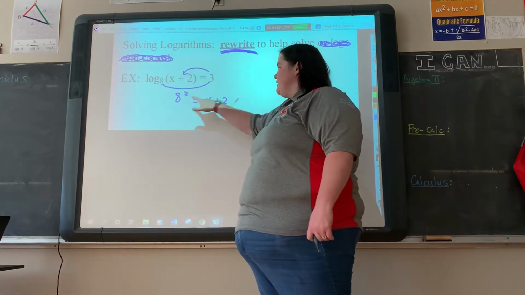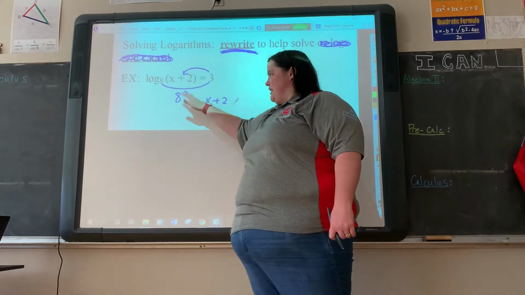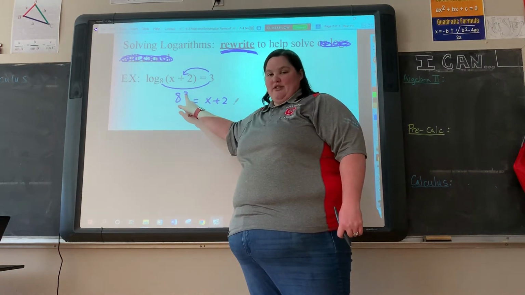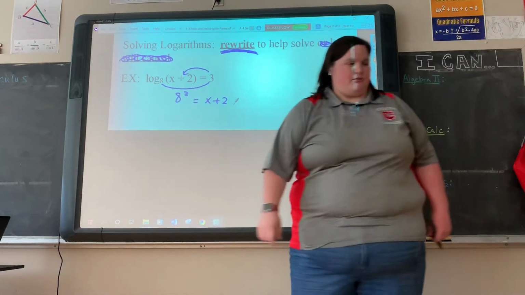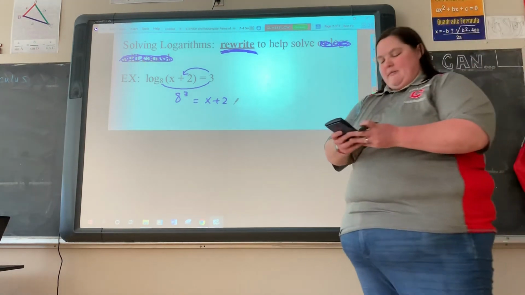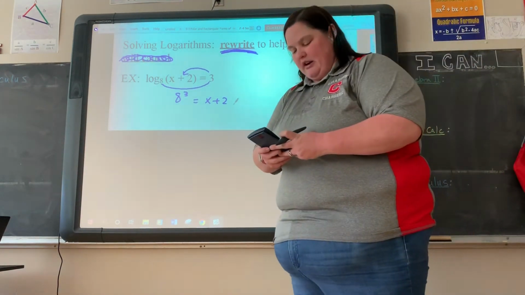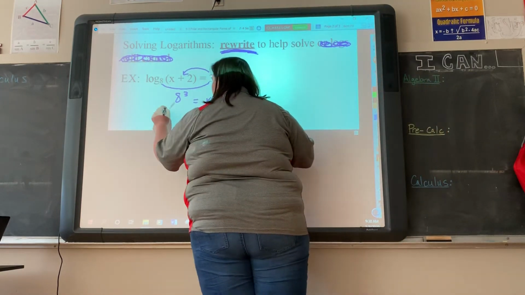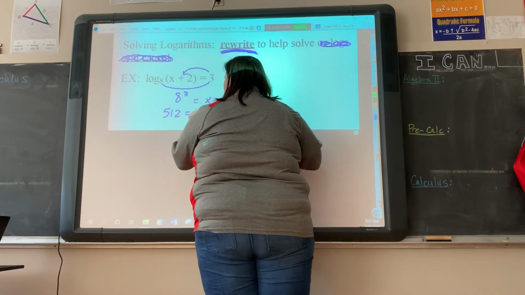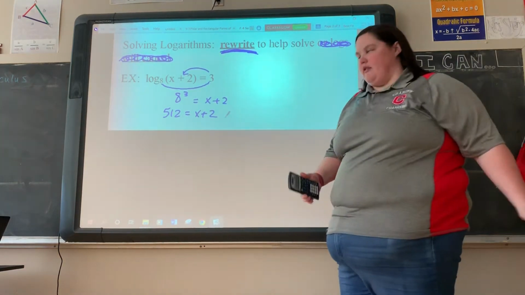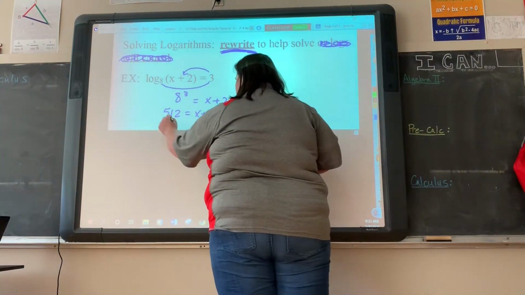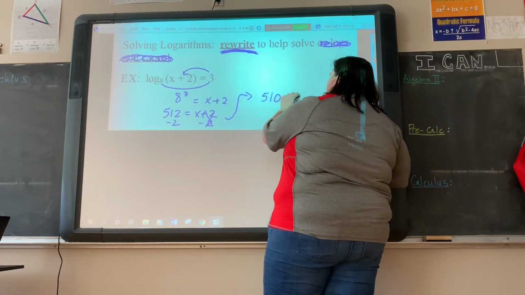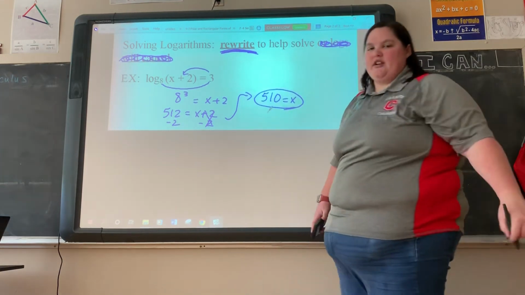But now that x is released from the log and it's set up as an exponential equation, you can actually figure out what 8 to the third is, and then you just have to subtract 2 to solve for x. So remember, you can do exponents in your calculator. So 8 to the exponent of 3 is 512. And then to finish solving for x, just like we've done in very many years past, subtract the 2. So x is going to equal 510.